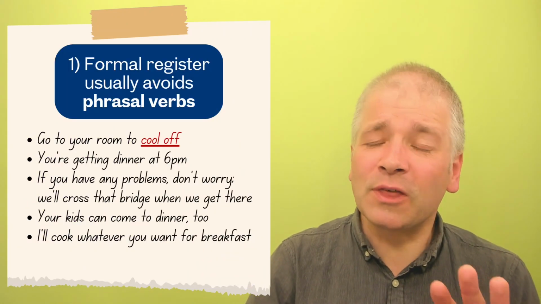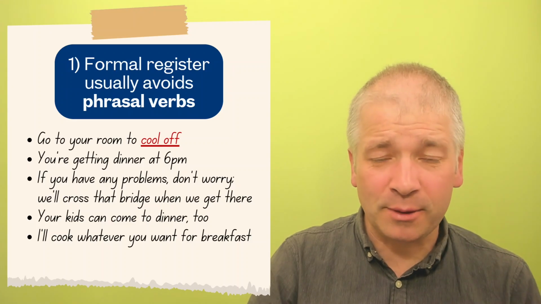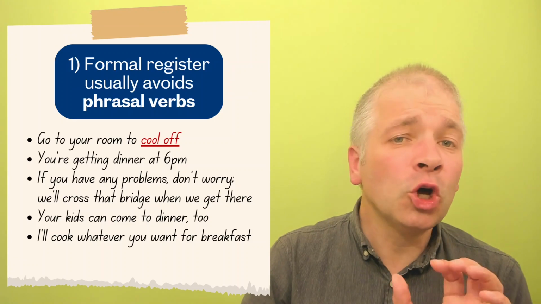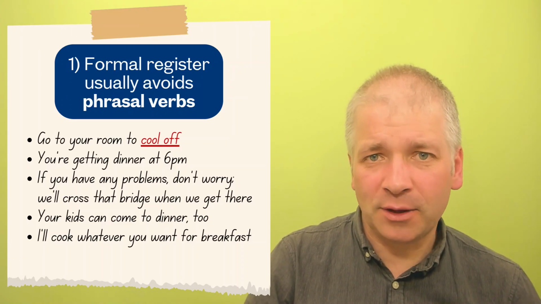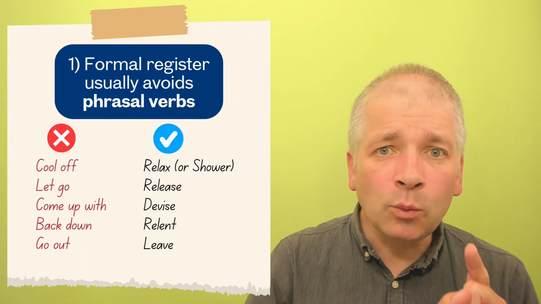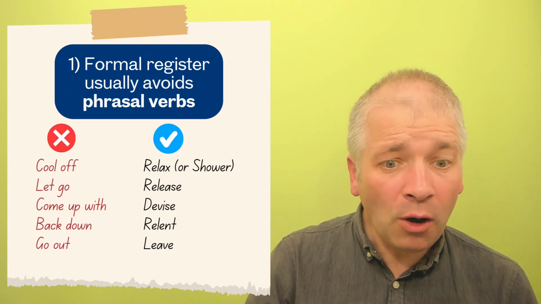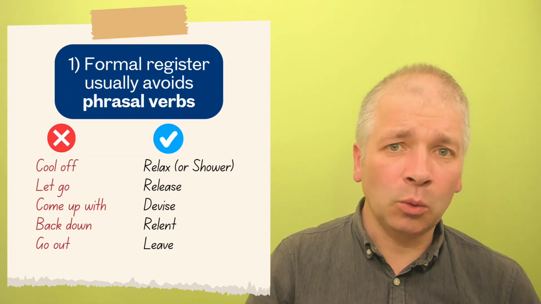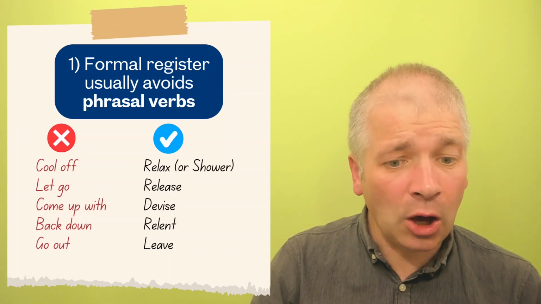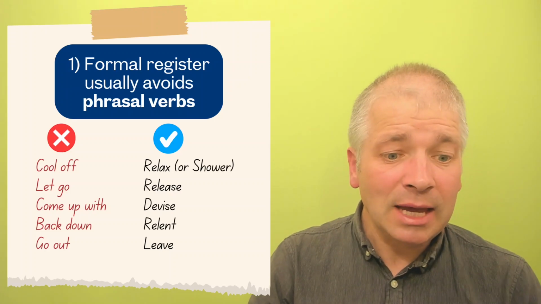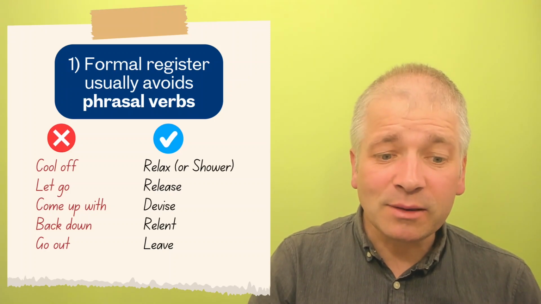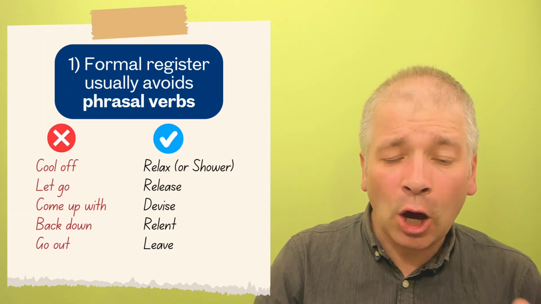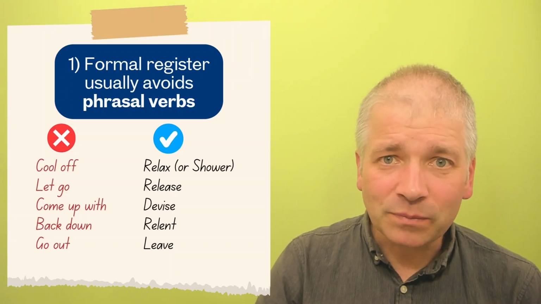The first is that they should have avoided phrasal verbs. Phrasal verbs are verbs with more than one word. For example, cool off is a phrasal verb. Instead, use one-word alternatives. Instead of cool off, you could have said relax or shower, depending on what you meant by cool off. Instead of let go, you could say release. Instead of come up with, devise. Back down, you could say relent instead. And instead of go out, you could say leave.